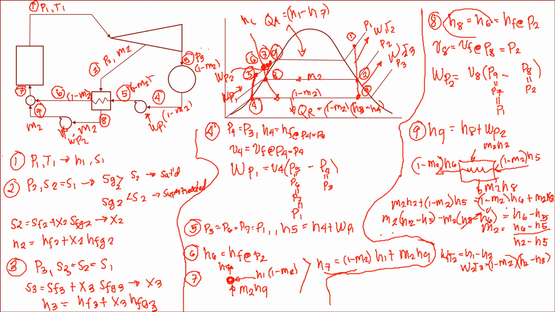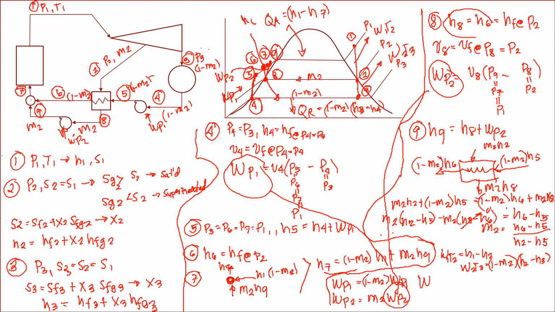The work of the pump 1 is just equal to 1 minus M2 times the work of the pump that has been calculated out of this one. You just plug in. And work of the pump 2 is equal to M2, because only the mass M2 has been entering the pump 2. So M2 times the calculated work of the pump 2, which was derived from this one.